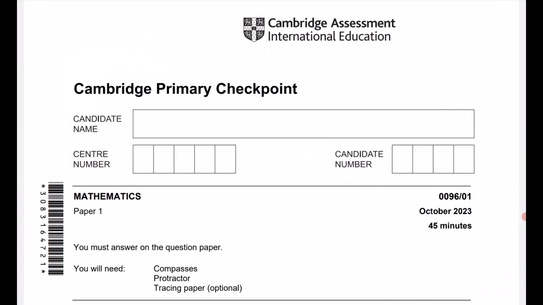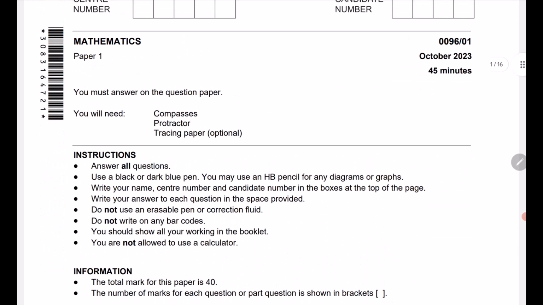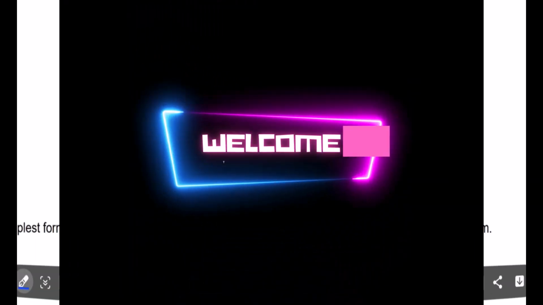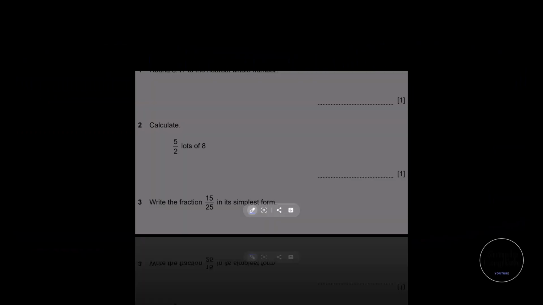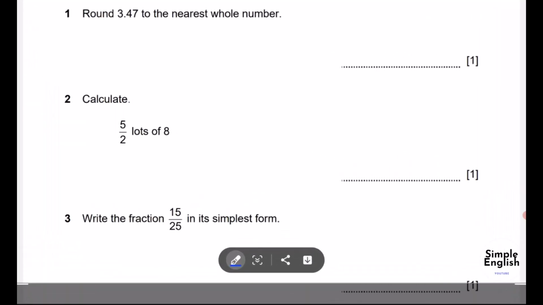Hello everybody. Today together we'll work out Cambridge Library Chalkboard Mathematics Paper 1 last year in October. And for this paper, we're not allowed to use a calculator. So look at number 1.